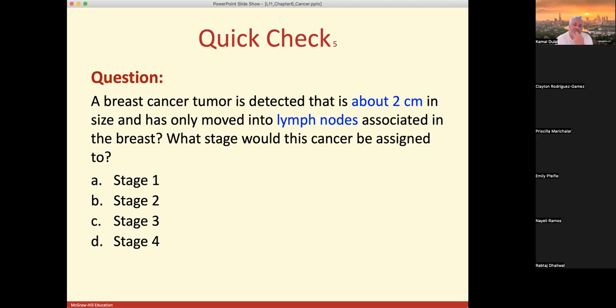Breast cancer tumor is detected, that is about 2 centimeters in size, and has only moved into lymph nodes associated with the breast, but not beyond. What stage would you classify this cancer as? Doctor, what do you think? I have 80% of the class agreeing, right? Is that the right answer though?